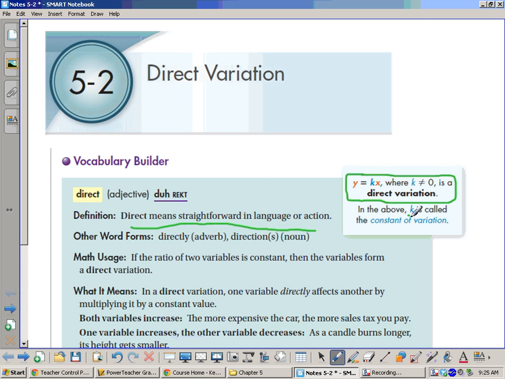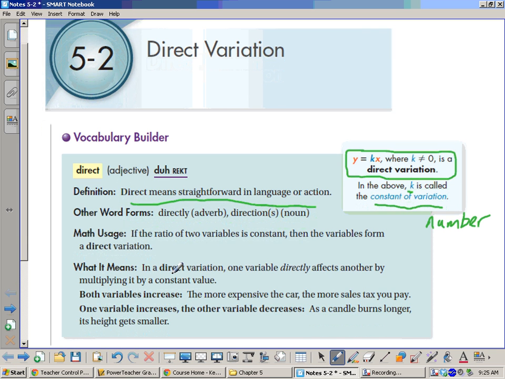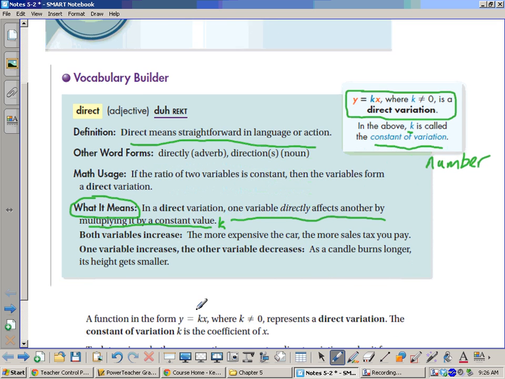And k in this problem is just going to be called the constant of variation. So it's a number. So k is always going to be some number that we're going to find. So what does it mean to be a direct variation? A direct variation is just one variable directly affects another by multiplying by a constant value. This constant value is k. So let's look at some examples.